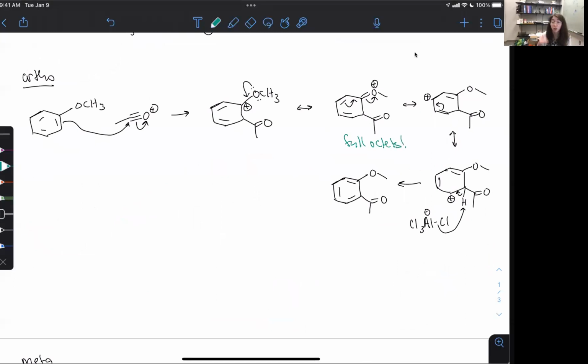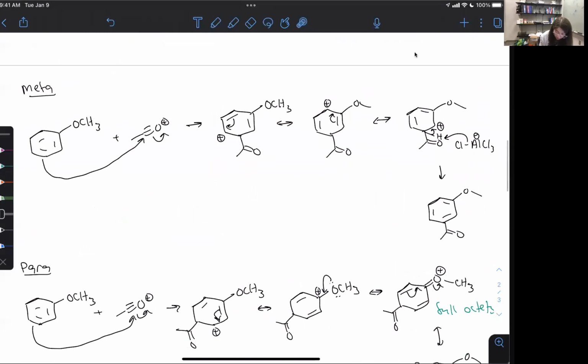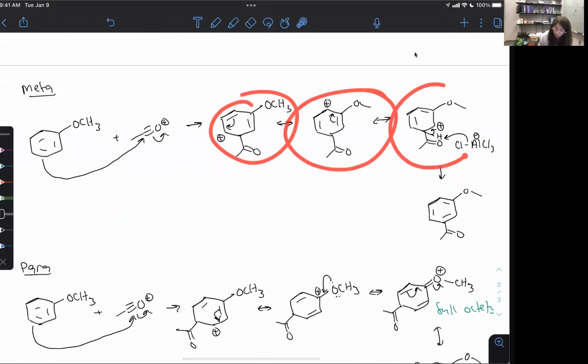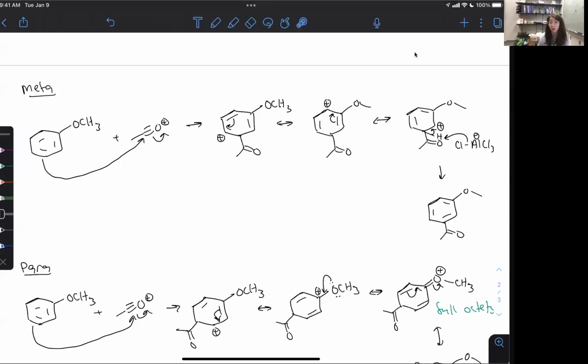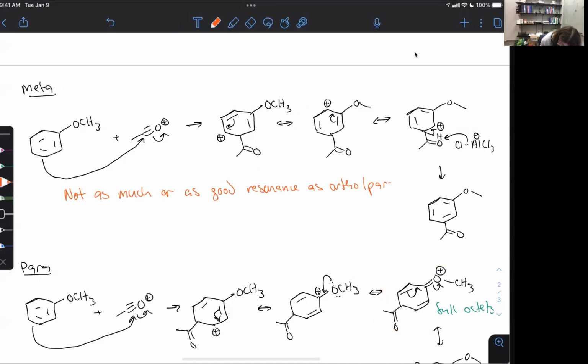Okay, so the ortho and the para have a little leg up over the meta product, where it has pretty decent stabilization. In terms of carbocation land, it's pretty stable because it's got a lot of resonance, but it doesn't have as much as the ortho and para. So it's not as much or as good resonance as the ortho and para products.